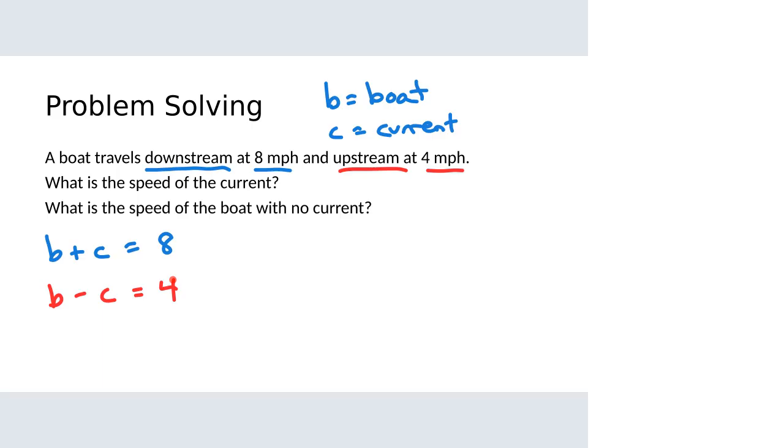And I'm going to use substitution to do it. In that bottom equation down there, I'm going to add C to both sides to get B by itself. These will cancel, and I can see that B is just 4 plus C.